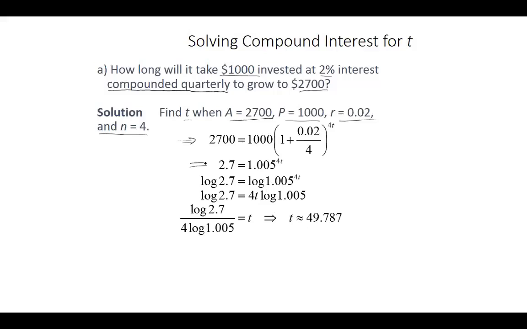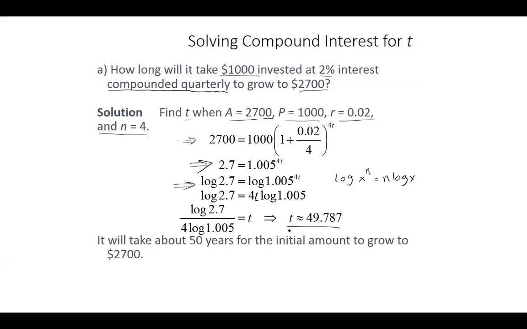At this point here, you need to take a log of both sides to solve for T. You recall that log of x to the power of n is equal to n times log of x. You can move this exponent right in front of the log. That's what we're doing. We're moving this 4t right in front of the log, so I can solve for T by dividing both sides by the coefficient of T, which is 4 log of 1.005. And the rest is just plugging it into your calculator. It would be 49.787. So it takes about 50 years for the initial amount to grow to 2,700.